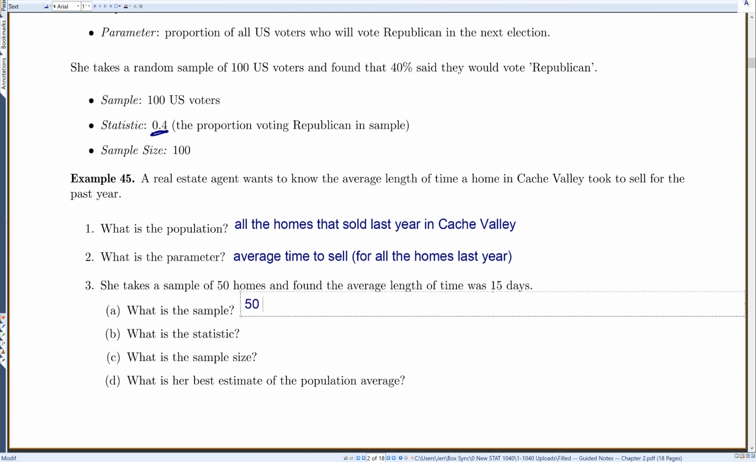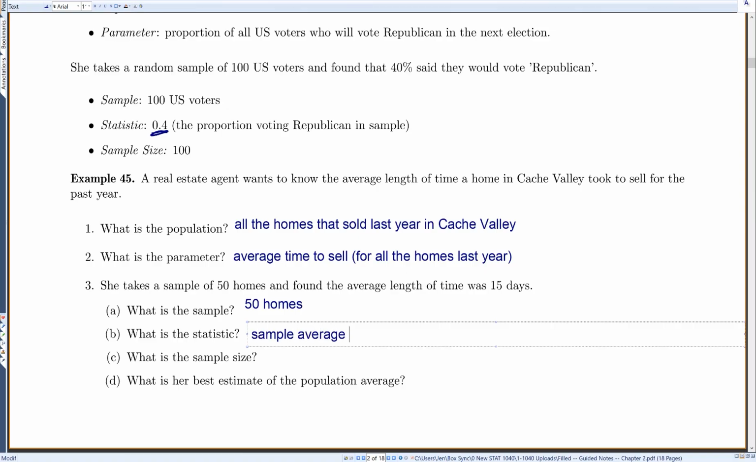The sample is the 50 homes that she collected data on. The statistic is the sample average. So the sample average of 15 days. And what is the sample size? It's just how many homes did she look at? She looked at 50 homes.